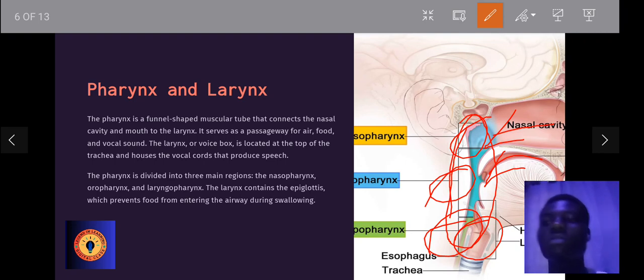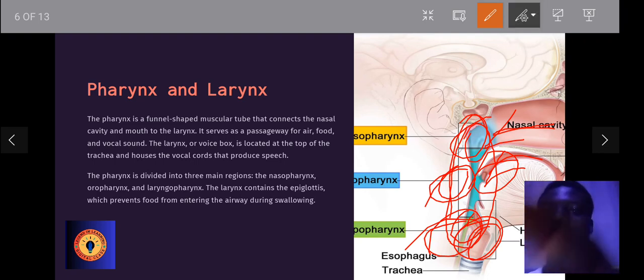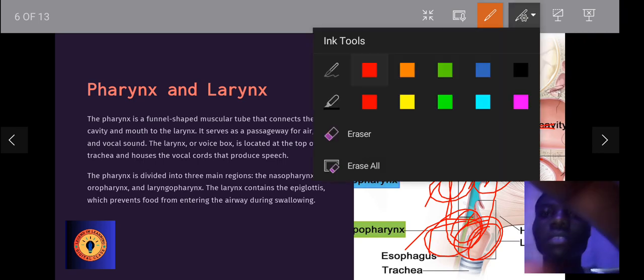We have the nasopharynx, the oropharynx, and then the laryngopharynx. The nasopharynx means the nasal cavity and the pharynx meeting together, forming the nasopharynx. The oropharynx means the oral cavity and the pharynx meeting together to form the oropharynx. And the laryngopharynx means the larynx and the pharynx meeting together at this point to form the laryngopharynx. I hope we understand it at this point.